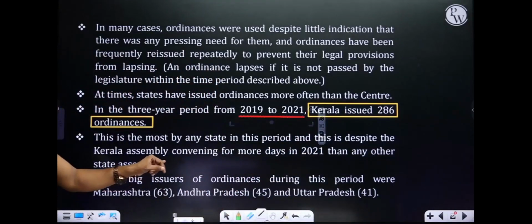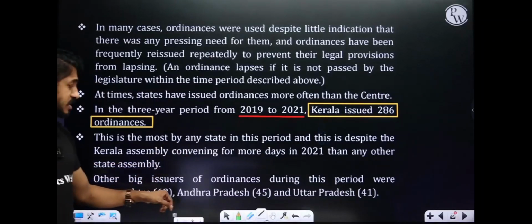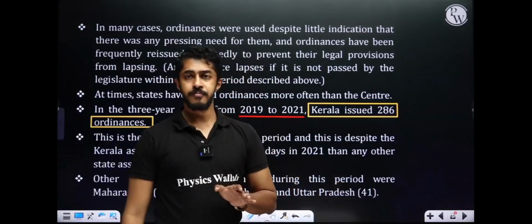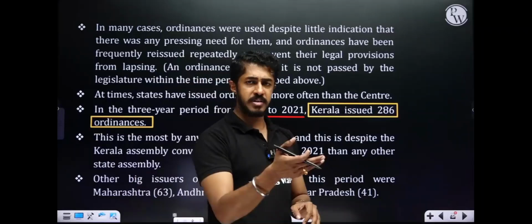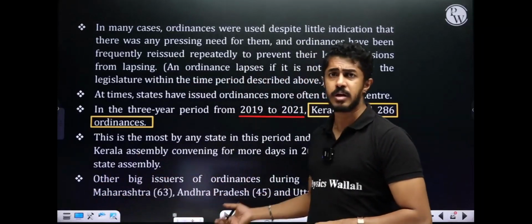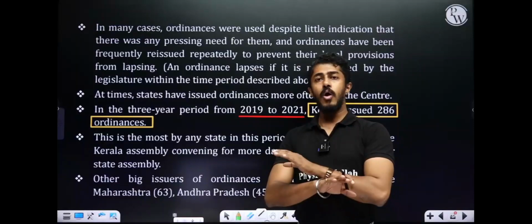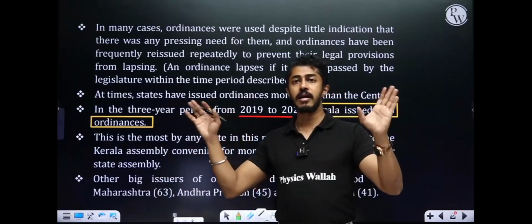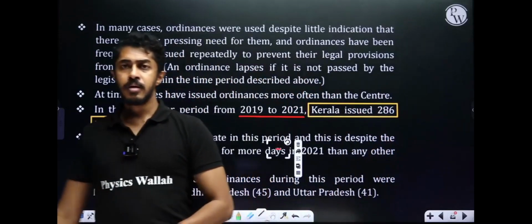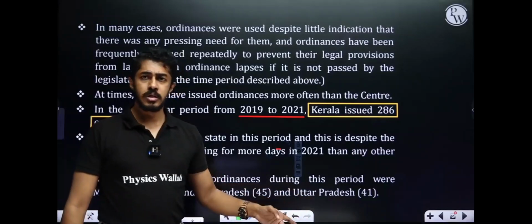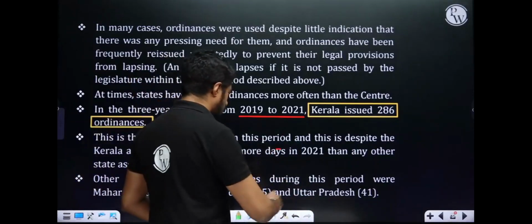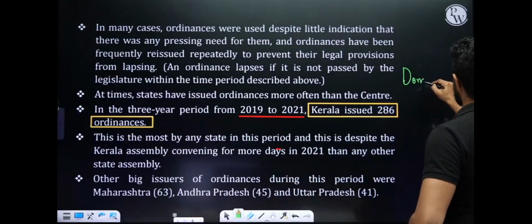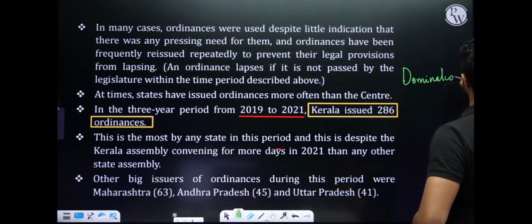Other big issuers of ordinances during this period were Maharashtra 63, Andhra Pradesh 45, Uttar Pradesh 41. Again, if you look at the governments that were in power at that time period, you will understand that all the political parties in this particular department are one and the same. Because it is the easy route. This is the classic case of what I was telling you. That is, people are generally okay with domination.